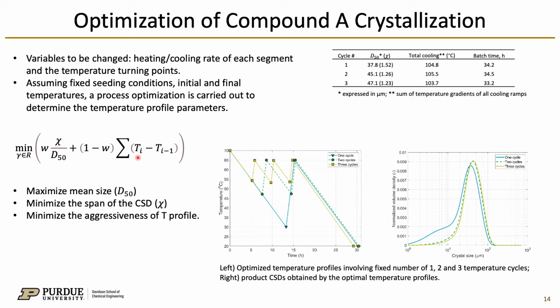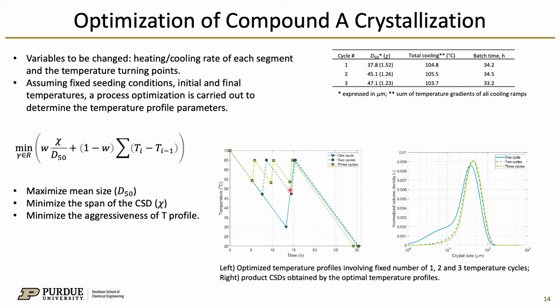The second term is to achieve a smooth change in the temperature profile by minimizing the difference between 2 consecutive temperature points of the total 10 points that define our temperature profile. 3 different scenarios with 1, 2, and 3 cycles were optimized accordingly. And the results show a significant trend.